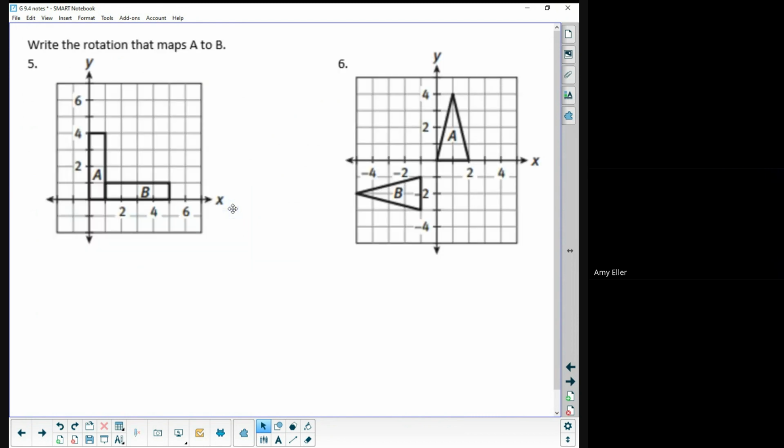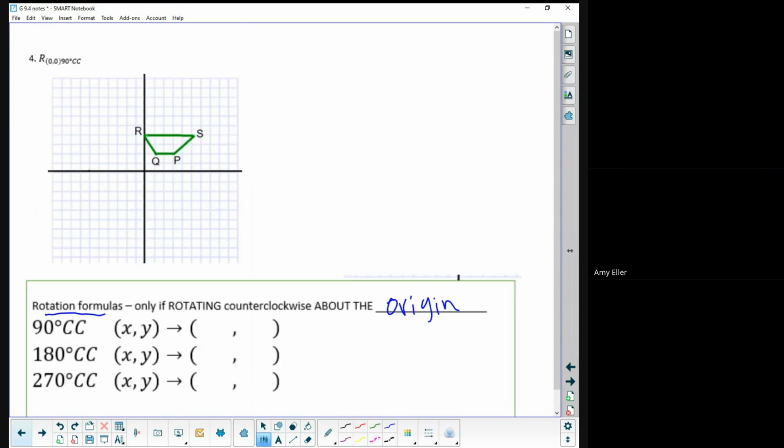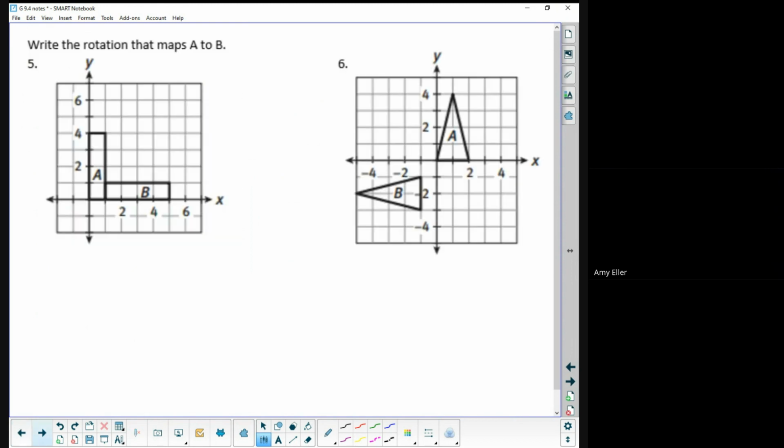Number 5, write the rotation that maps A to B. Essentially, we are writing one of those. So let's start with capital R. If you do a lowercase, that's usually reflect, but I don't take off if it's uppercase or lowercase. Now, we have to figure out what point.